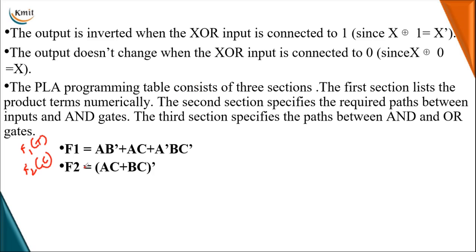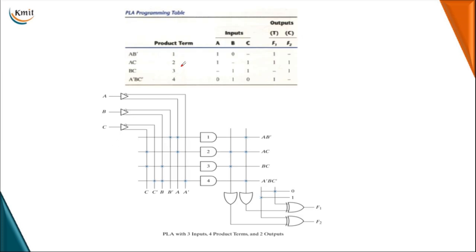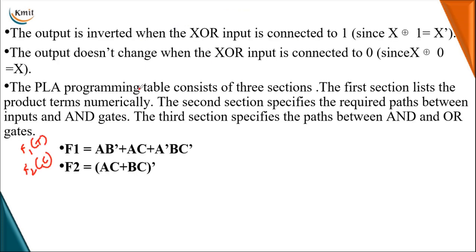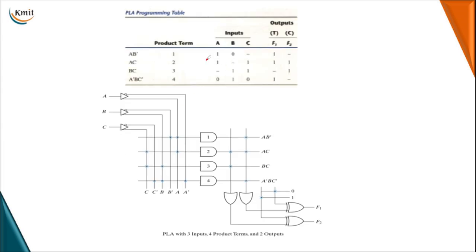So this belongs to the function F1. So AB bar, hence the product term AB bar, is present in your PLA, so we represented F1 is equal to 1. AC is present in your F1 function along with the F2 function. F2 has a product term of AC's complement, so we put a logical one on that column.